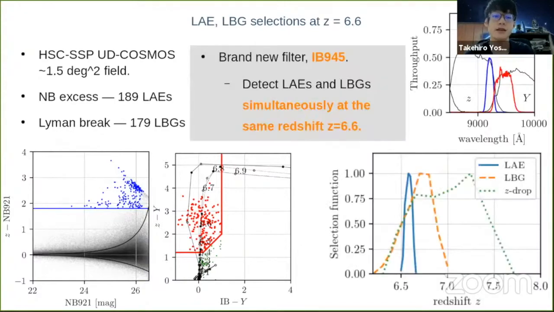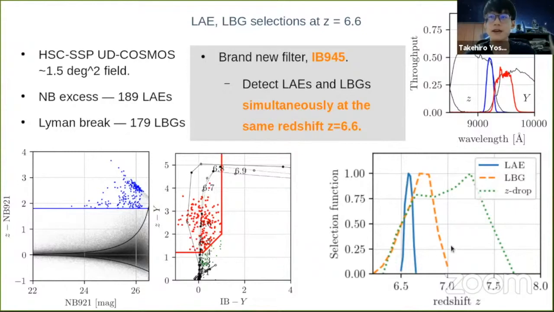One important thing here is that we have to detect LAEs and LBGs at the same redshift to probe reionization. For this purpose, we use the newly installed intermediate band filter IB945. The filter transmission curve is shown in the top right figure. IB945 makes it possible to detect LAEs and LBGs simultaneously at the same redshift, 6.6. The selection functions of our samples are shown in the bottom right figure.